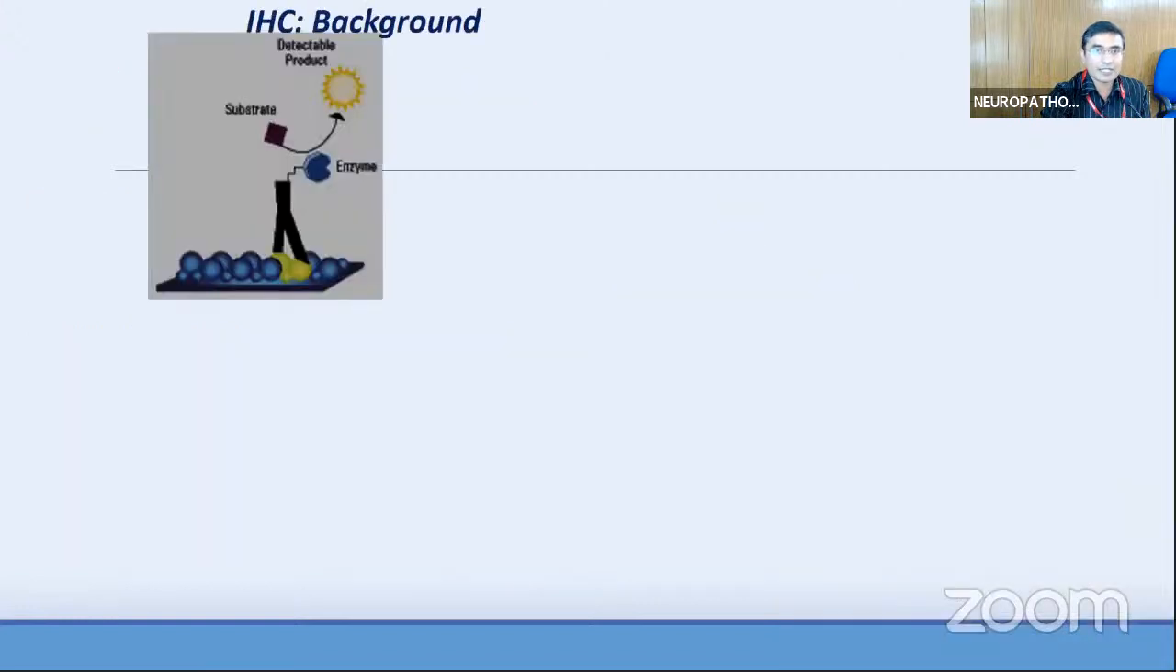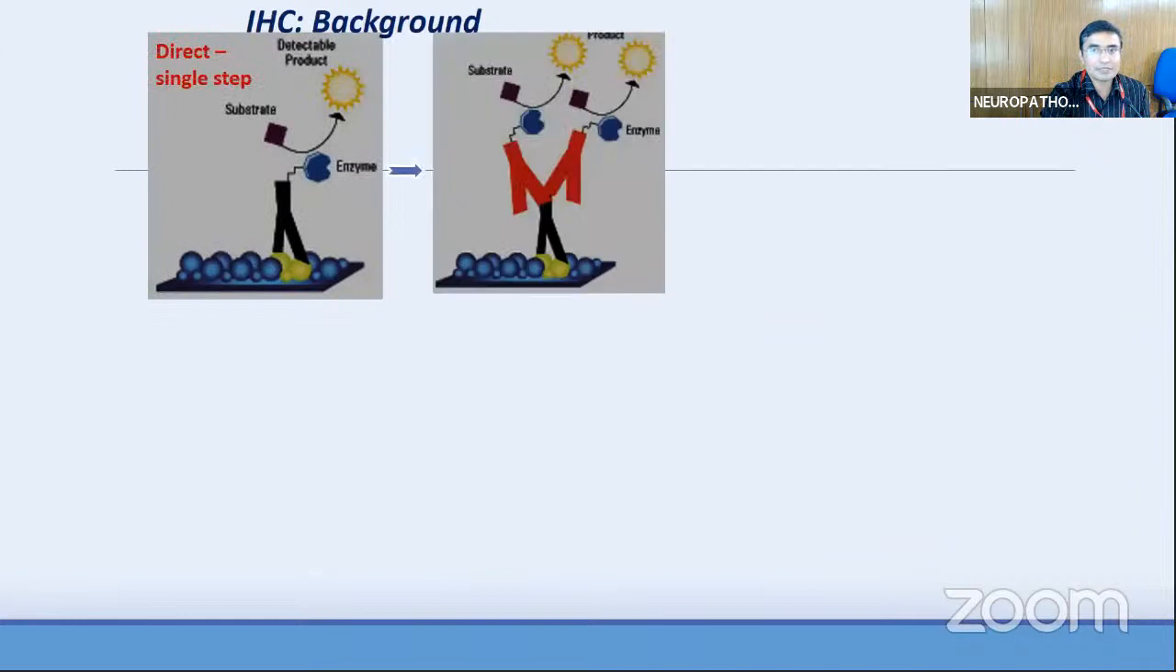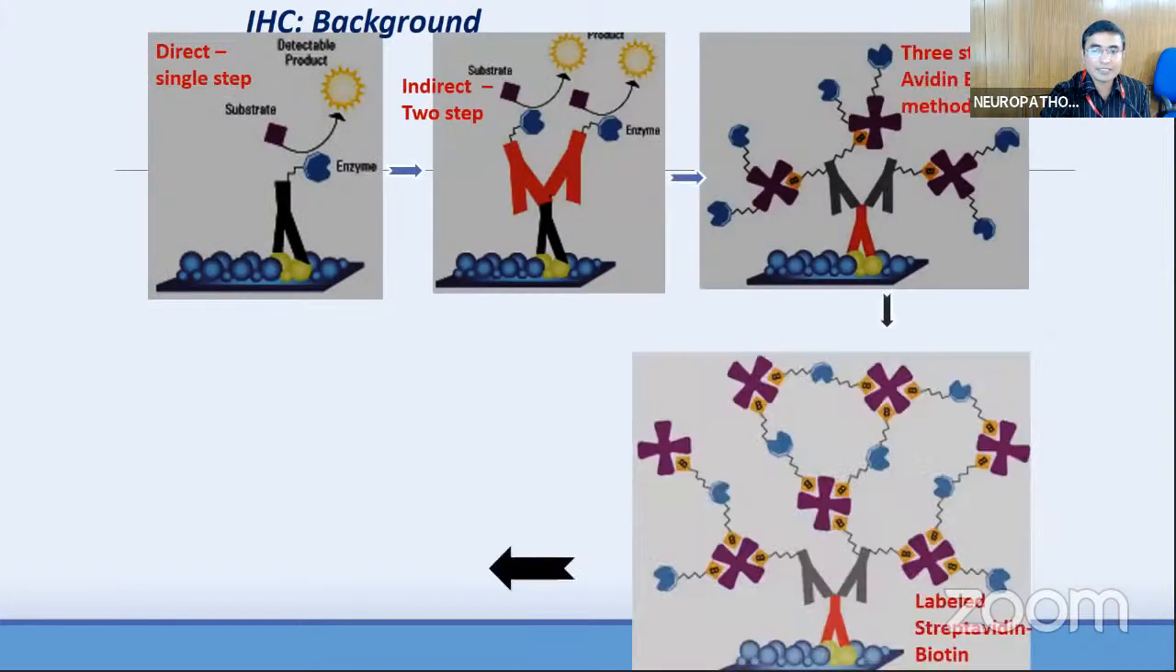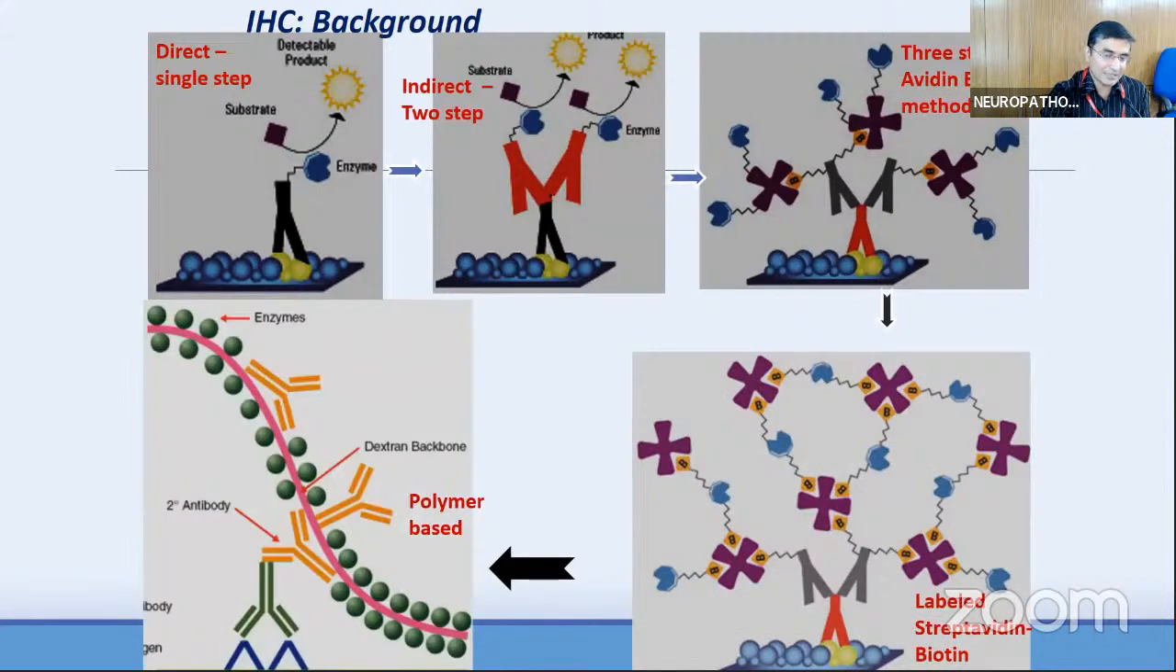So the evolution came from the single step to the double step, or the indirect step, to the tertiary three-step, then the sandwich method. And now we have come to the latest one, that is the polymer-based method. Why was this polymer-based method used? Because the sandwich method was involving multiple steps, too many: secondary, tertiary, like that. It was going on with so many enzymes.